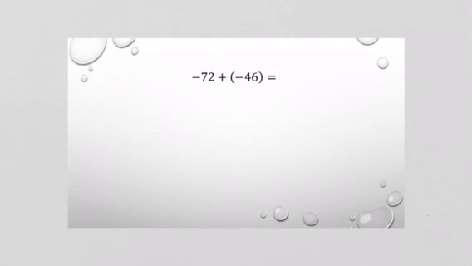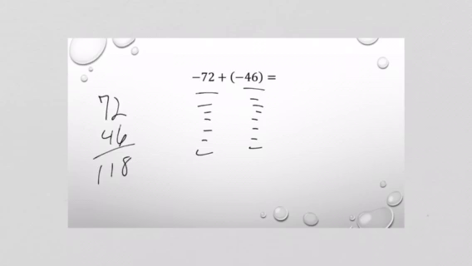Now here's the problem. We've been doing ones like this. We could draw 72 negatives and 46 negatives, but that'd be a lot of negatives. So let's think through this in our brain. We have a bunch of negatives and a bunch more negatives. What happens when we have a problem like this? Well, we end up with a whole lot of negatives. How many of those? Well, 72 plus 46 is 118. So I have 118 negatives. Our answer is negative 118.